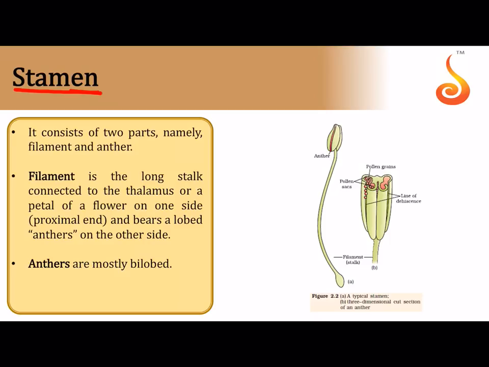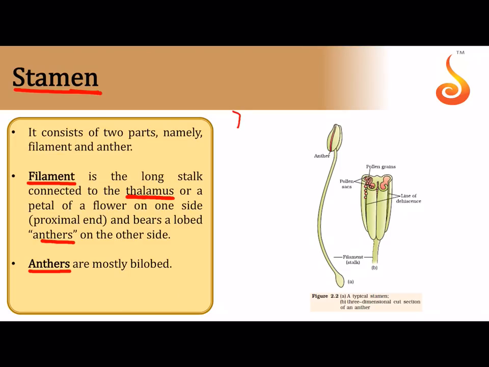So what are the two parts of the stamen? We saw that there is an elongated stalk or a filament, and then at the end of the filament there is a bilobed structure that is referred to as the anther. And where is the filament attached? The filament is attached to the structure on which all the parts of the flower are situated, that is referred to as the thalamus, or a petal of a flower on one side and bears a bilobed structure which is referred to as the anther. So please remember that the filament is usually attached to the thalamus.